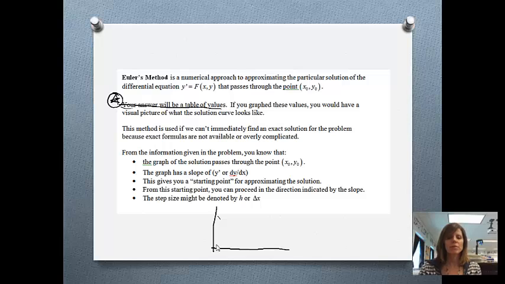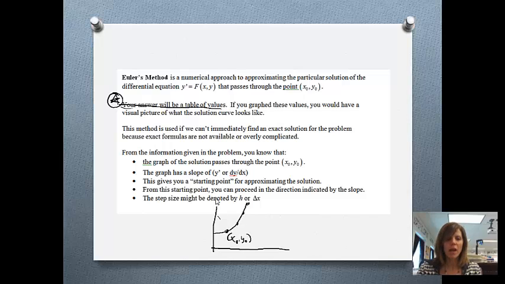So we're given an initial condition, x sub 0, y sub 0, and let's just say that my solution curve looks something like this. What we're going to try to do is find some points that are on that solution curve without actually finding the curve. Again, without knowing the actual equation, we're just going to try to model what it would look like. So we're going to start with x sub 0, y sub 0. It says the graph has a slope of y prime or dy dx.